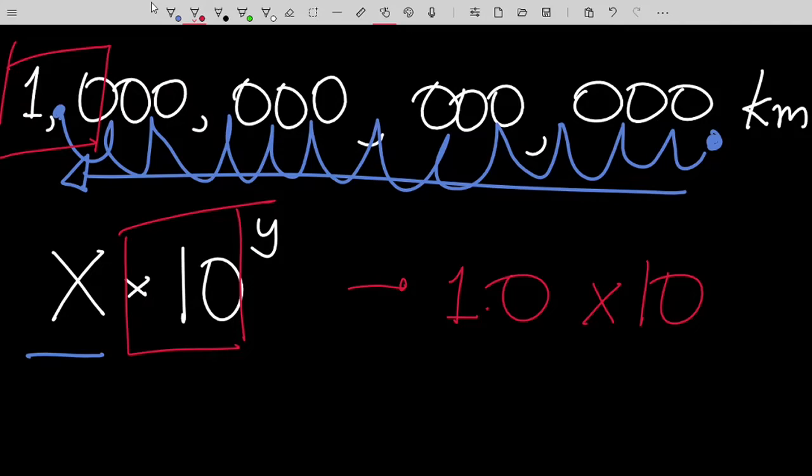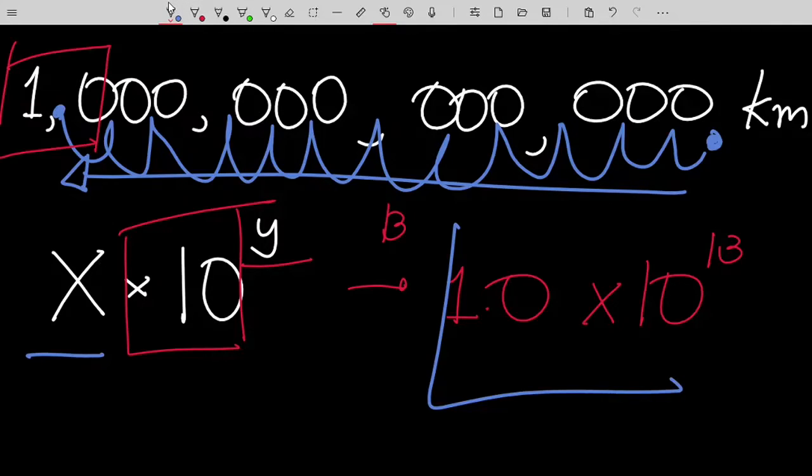Now, what is the next thing to do? What will be our y? Now, we all know that the y is the number of how many times the decimal is moved. We move the decimal point 13 times, right? So we are just going to add a 13 as your exponent, as your y. Now, this is actually your answer here: 1.0 times 10 to the 13th power.